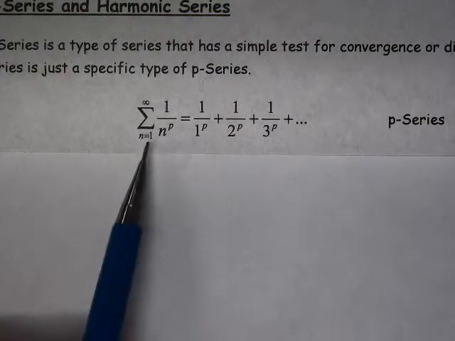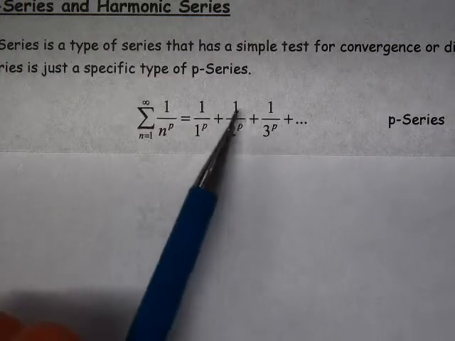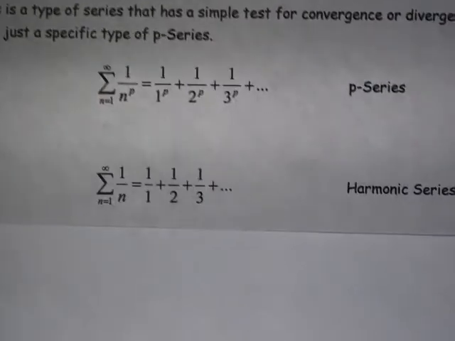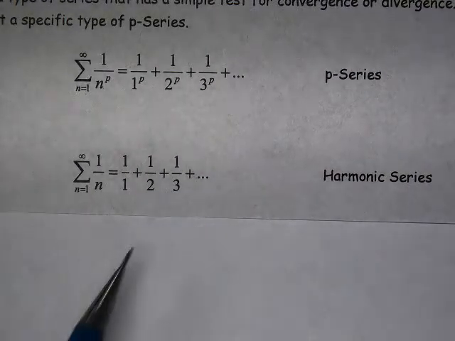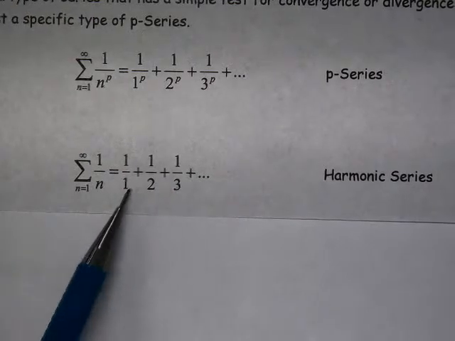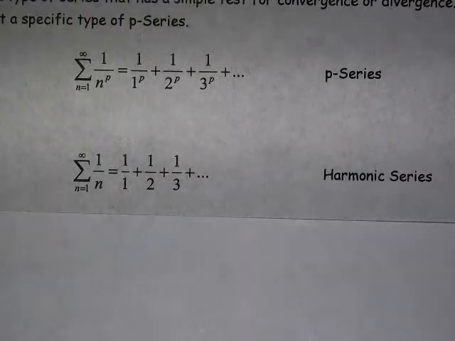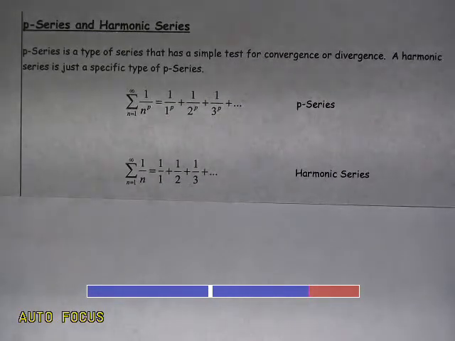So you can see as we increment our n, we get 1 over 1 to the p, and 1 over 2 to the p, 1 over 3 to the p. A harmonic series is just a p-series where p equals 1. So each of these denominators is 1 to the first power, 2 to the first power, 3 to the first power. All right, so a harmonic series is a kind of p-series.